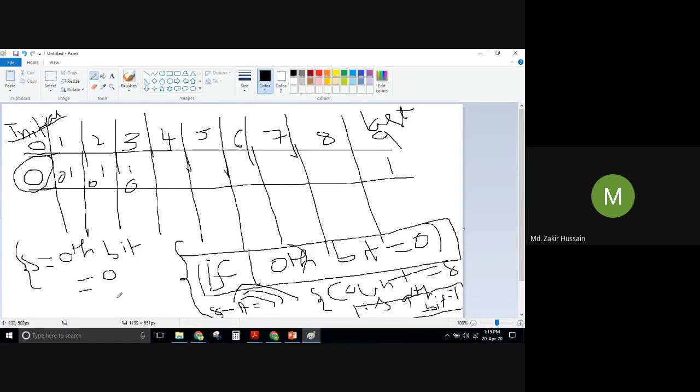After that, it keeps counting until it reaches 8. That is not taken into count. Until 8, whatever bits come, maybe 1, maybe 0, all of them are kept in a container. The container capacity should be 8 bits, meaning 8 flip-flops.